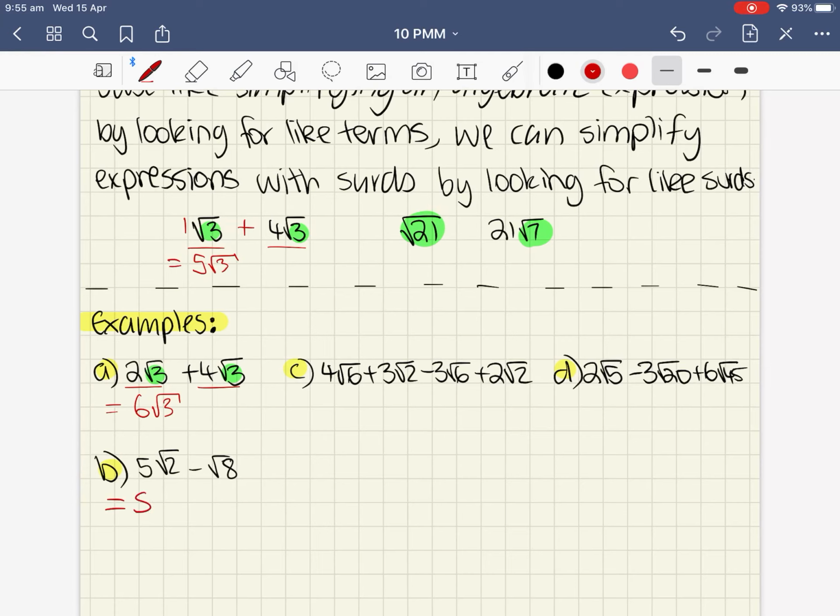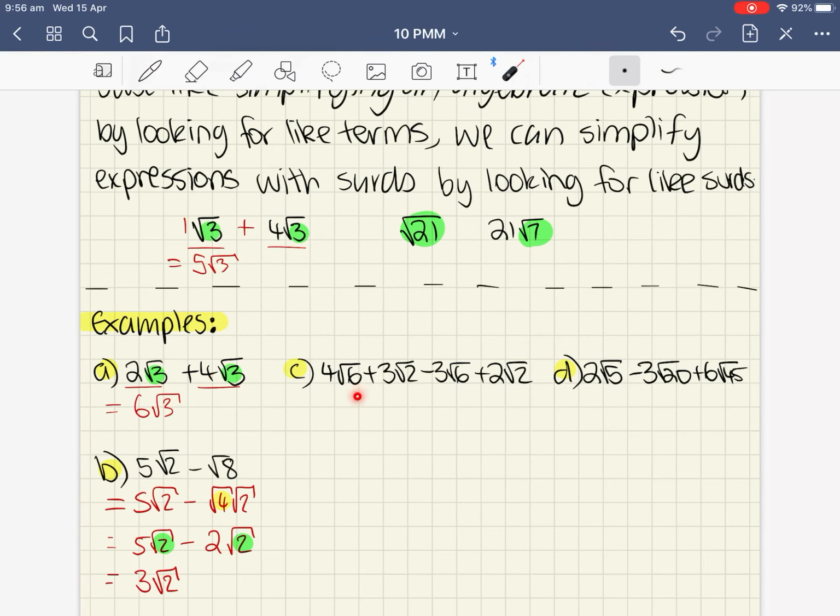So let's simplify root 8. So we've got 5 root 2 minus, well, I know that root 8 is going to turn into root 4 times root 2. Okay? And then I can evaluate my root 4. That's just a 2. So we've got 5 root 2 minus 2 root 2. And now we're in a position with like surds. We've got lots of different root 2's there. So 5 root 2 minus 2 root 2 is 3 root 2. And that's how we simplify our surds.